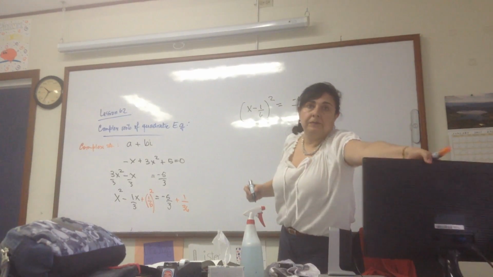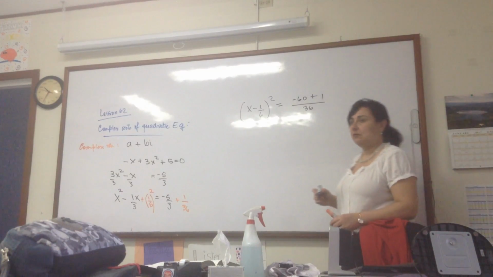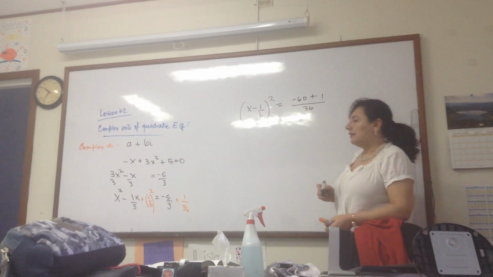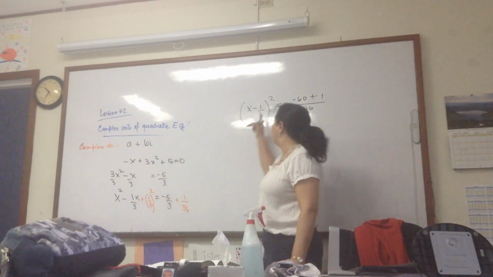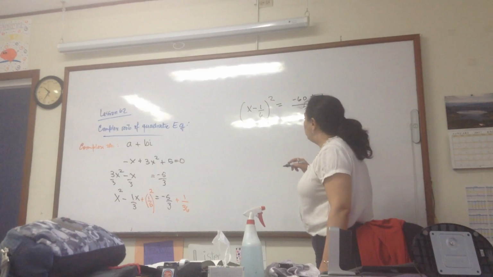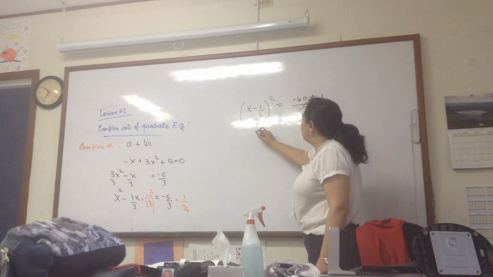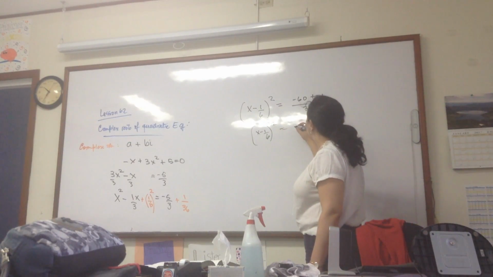Why is it minus 1 over 6? Because that's precisely why you're finding this, so you can find the square here. So this would be x minus 1/6 squared equals negative 59 over 36.